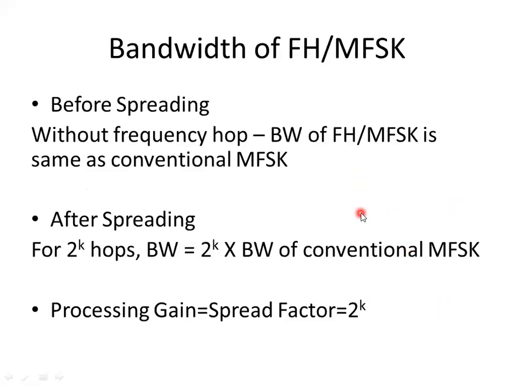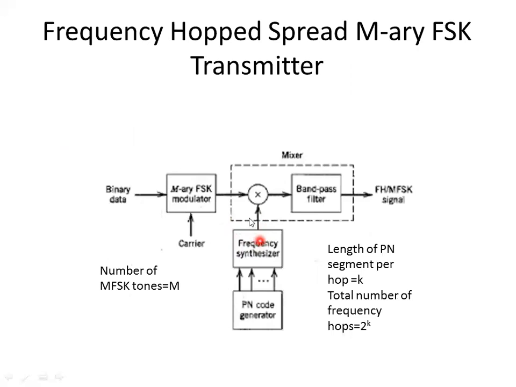Next, we'll look at the bandwidth of the frequency hopped spread spectrum, because we have been saying that we are spreading the signal. We are spreading the spectrum of the signal. That is, we are increasing the bandwidth of the signal. So let us convince ourselves that with this technique, we are able to increase the bandwidth of the signal. So before spreading, that is without hopping the frequency, what was the bandwidth? The bandwidth of frequency hopped MFSK is the same as a conventional FSK. That means this part will not be there. We'll have only the output at this point. Basically, this performs the job of frequency hopping, correct? So without spreading, we are just here.